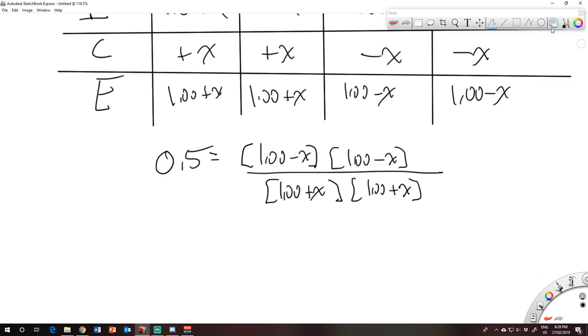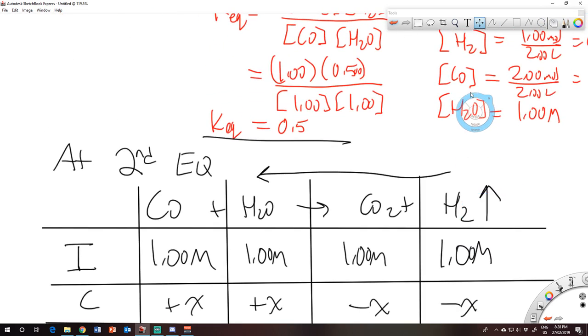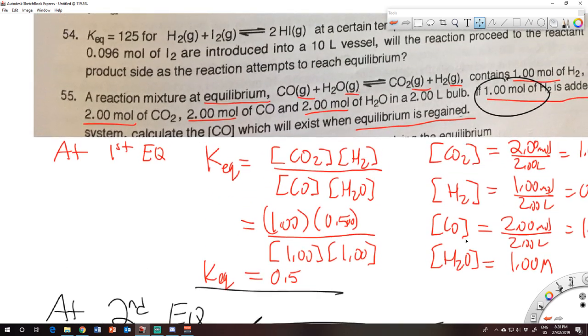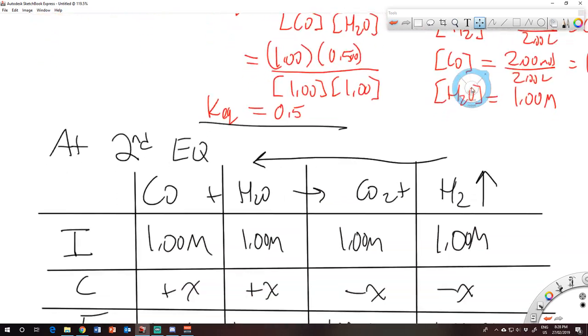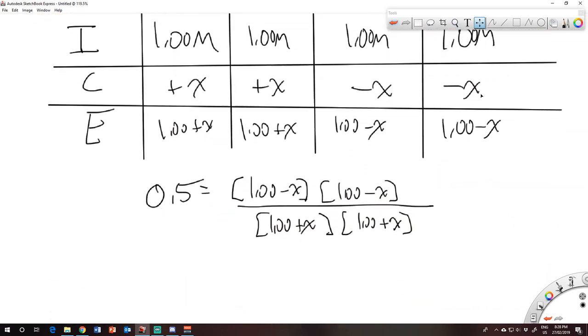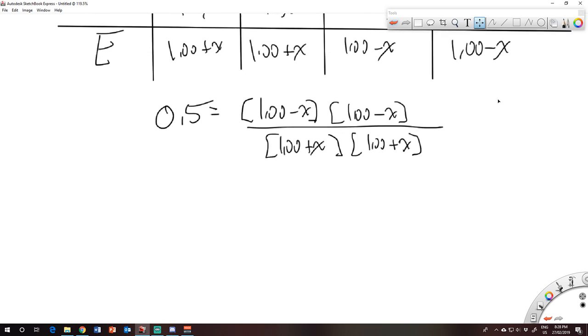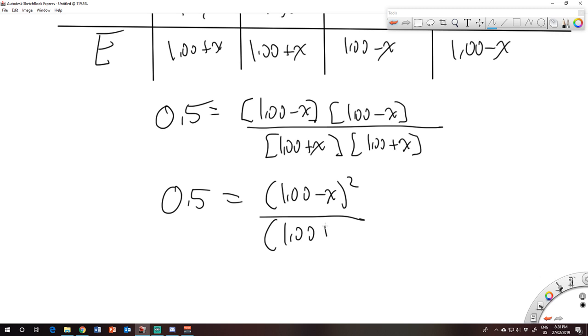0.5, there we go. Looks like I messed something up. Seems too easy. Products, reactants. Nope, everything looks good. Okay. Then we'll do the following. We get 0.5 equals (1.00 minus X) squared over (1.00 plus X) squared.